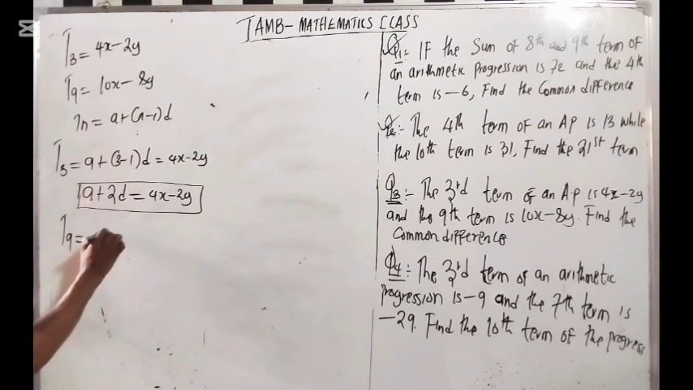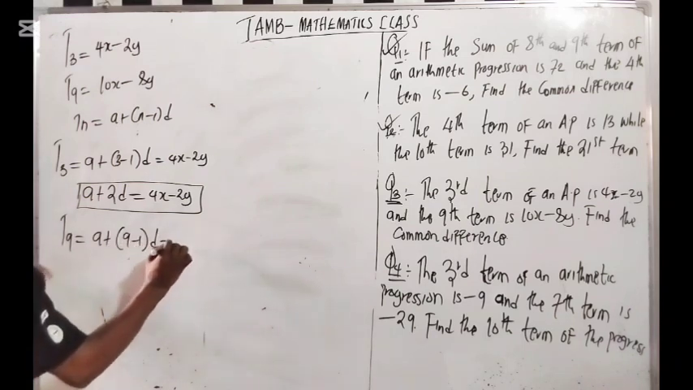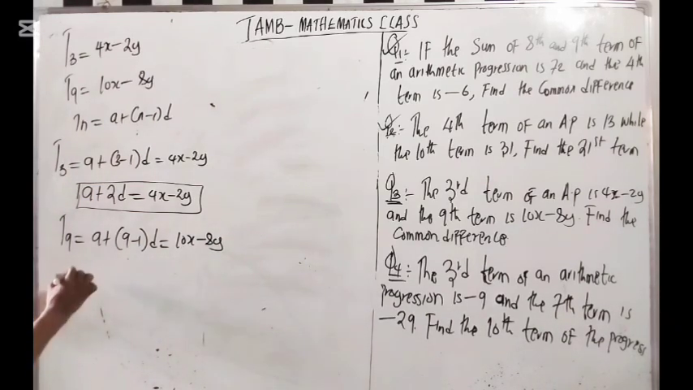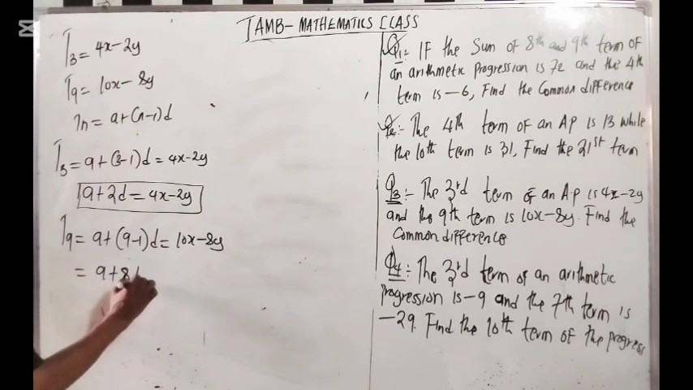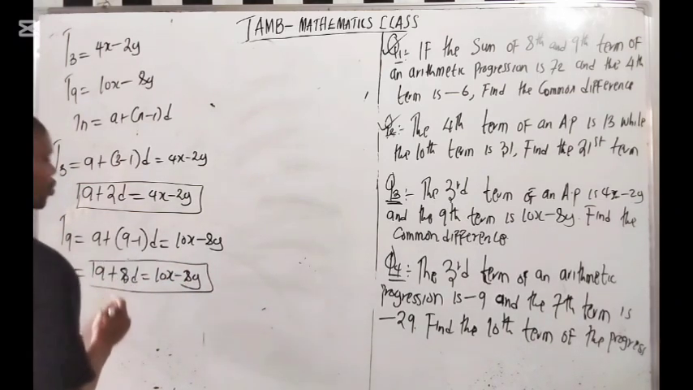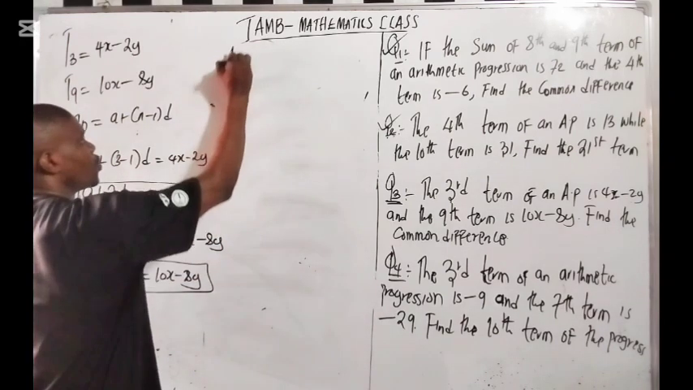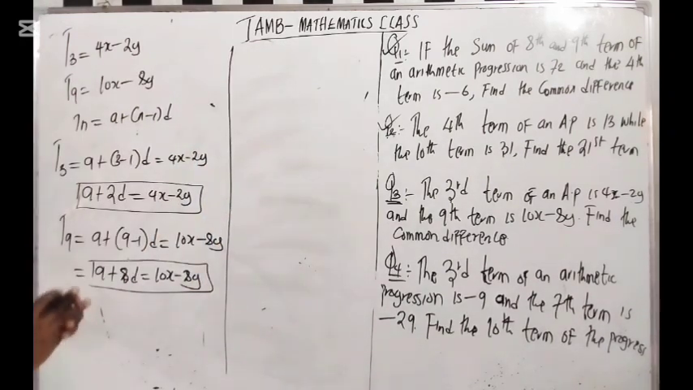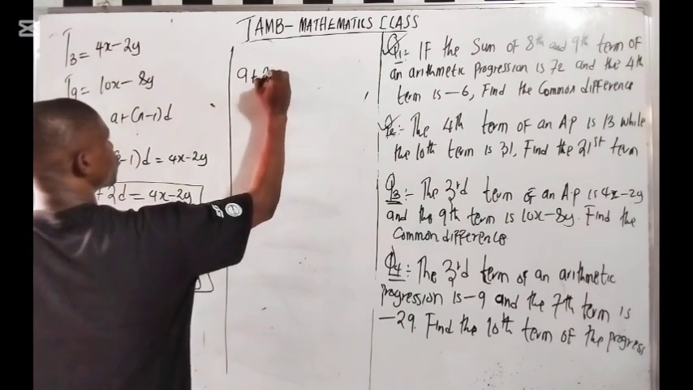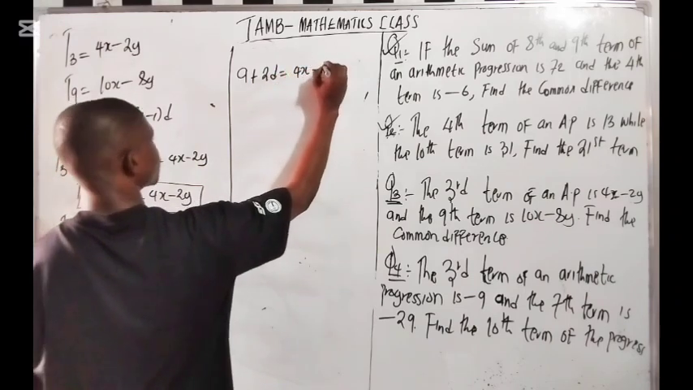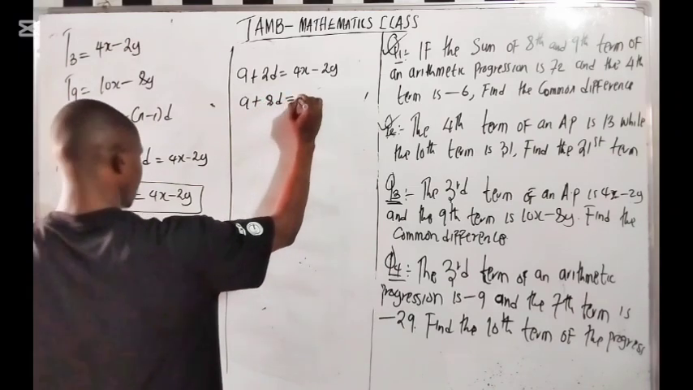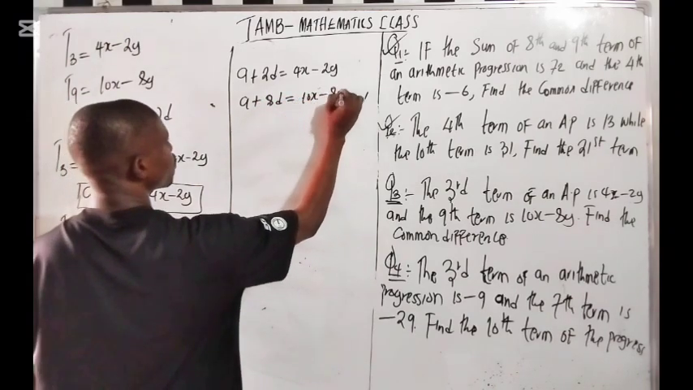T9 equals a plus 9 minus 1 d equals 10x minus 8y, right? So a plus 8d equals 10x minus 8y. So here we have equation 1 and here we have equation 2. What are you going to do here? Solve simultaneous equations. So we have a plus 2d equals 4x minus 2y, and here we have a plus 8d equals 10x minus 8y.